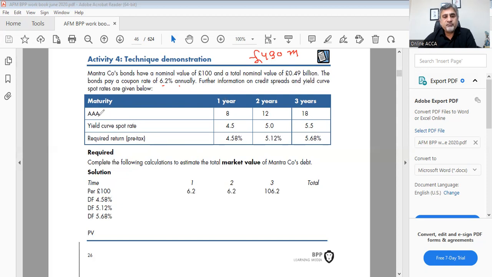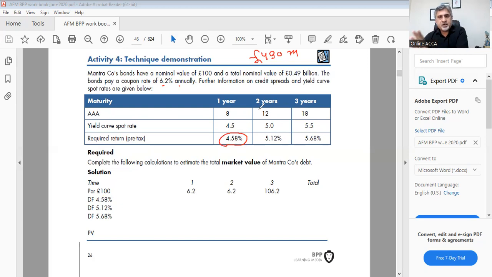Okay, so when you have a maturity, 1 year, 2 year, 3 year, it's a AAA bond. And for 1 year, the yield spread is 8, and the yield curve spot rate is 4.5. So 4.5 plus 8 basis points. So this is your market rate, market yield. Add this 8 basis point because of 1 year. So the net return is 4.58.